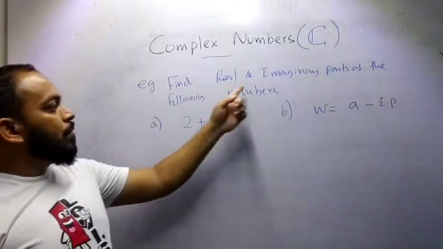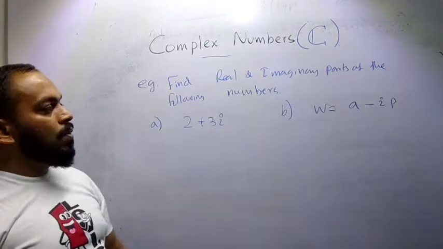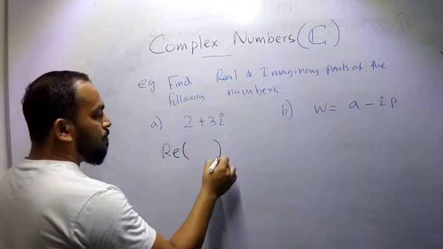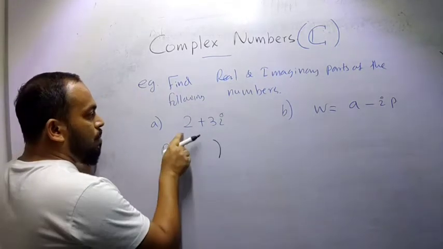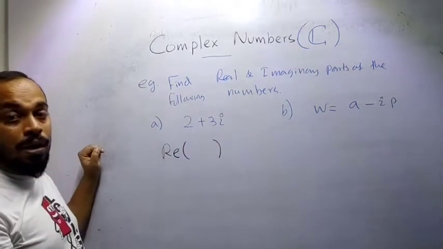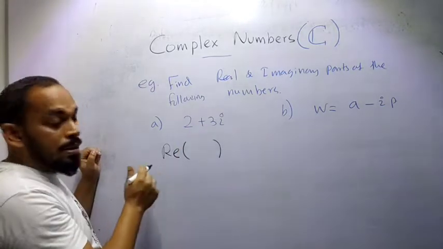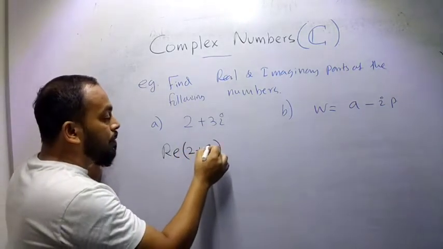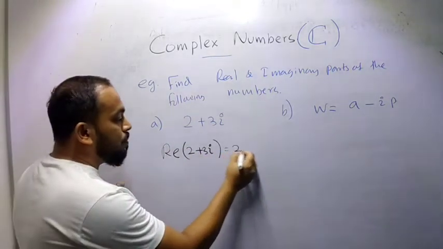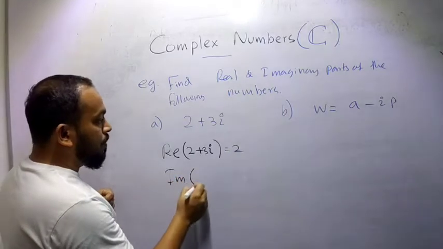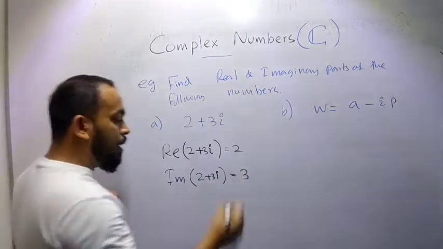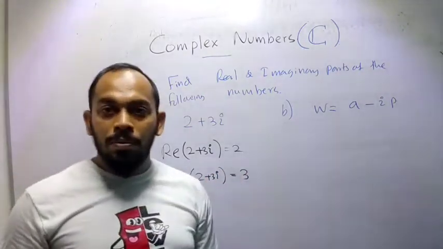Right. So find real and imaginary parts of the following numbers. What is the real part of this complex number? Notice here that it is not named; it has not been given a name or a variable. So it's just there as it is, 2 plus 3i. What is the real part of this one? The real part is 2. The imaginary part of 2 plus 3i is 3.